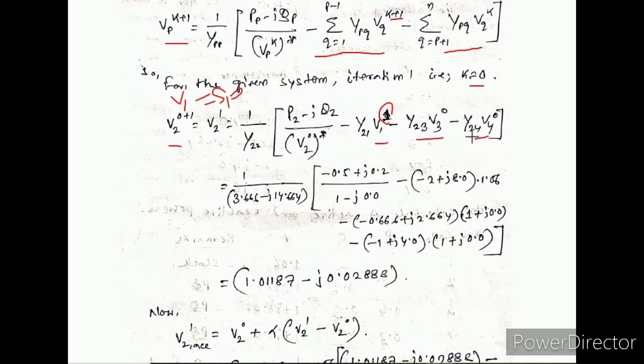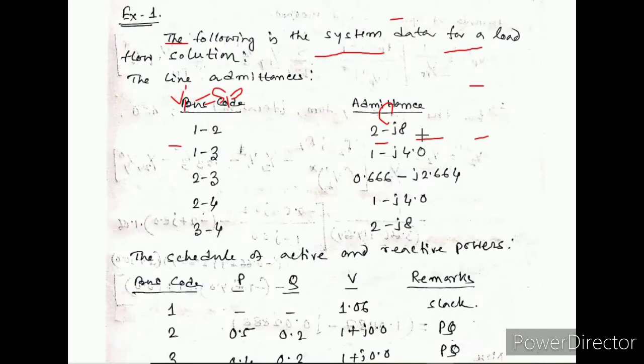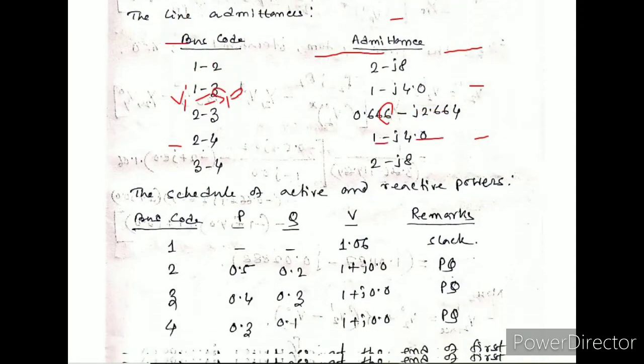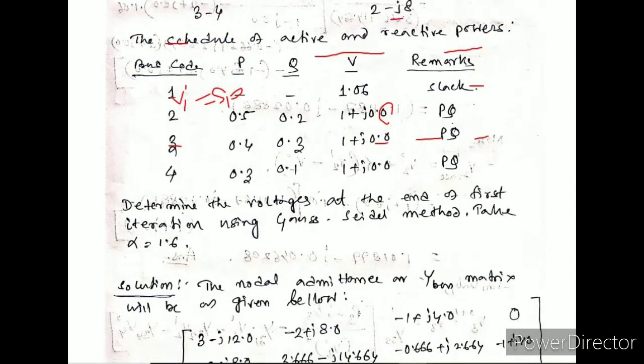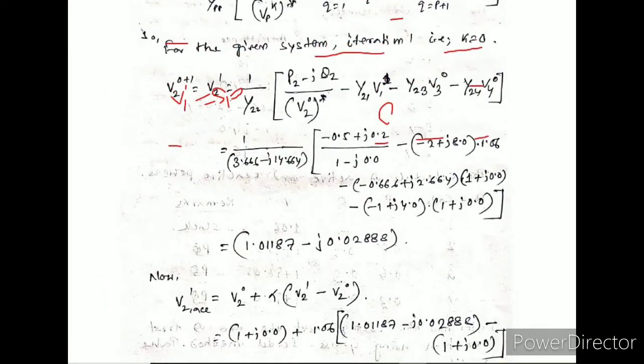And these values y23, y24, y21 are already given in the y bus matrix that is given here, and this one I already discussed in my previous lecture. See here the y bus matrix is given. This is the y bus matrix. Now proceed to the next part.